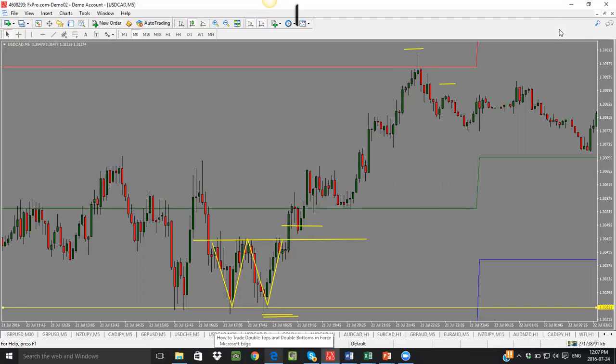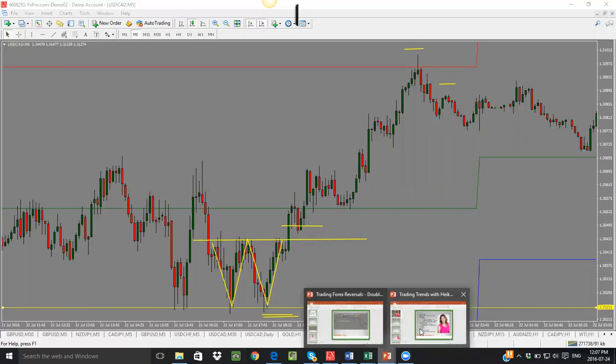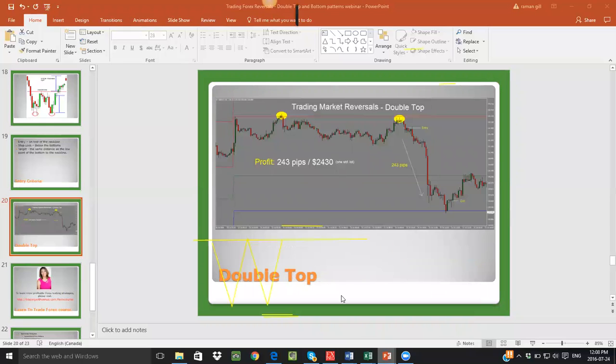Any more questions in regards to the double top, double bottom here? All right, so let's finish this off.